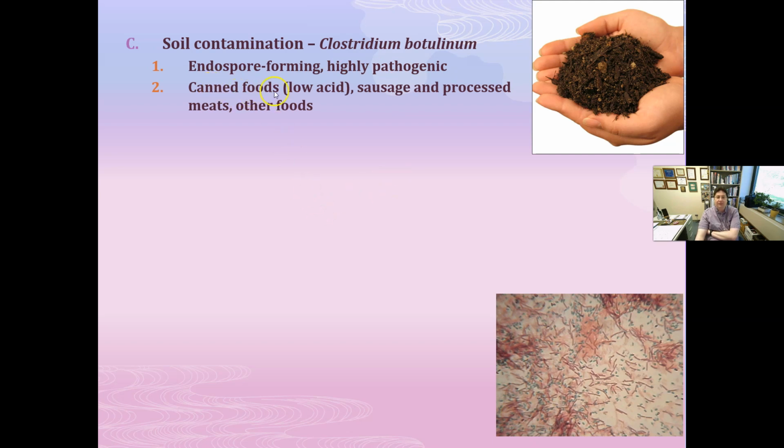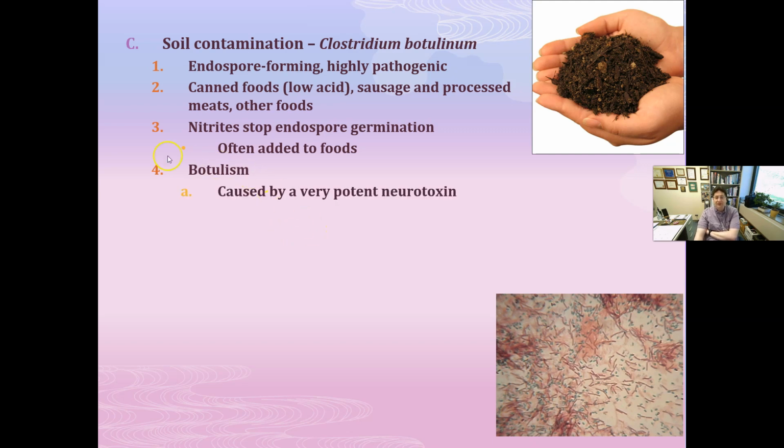It can be found in canned foods because it prefers low acidity, sausage and other processed meats, and even other foods. Now, interestingly, nitrites will stop these endospores from germinating. So the endospores can't grow back into full bacterial cells. So nitrites are often added to foods to prevent that, especially these foods. Okay? What Clostridium botulinum causes is botulism. Now, this can be a dangerous situation here. You don't want botulism. That's much worse than your normal food poisoning, food intoxication, and most other food infections. Botulism is caused by a very potent neurotoxin released by this Clostridium.